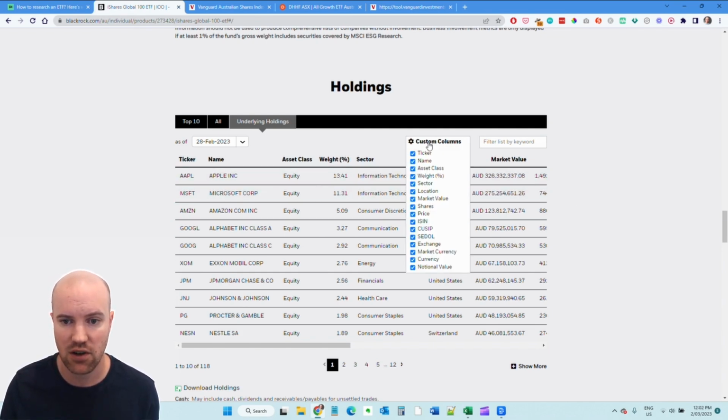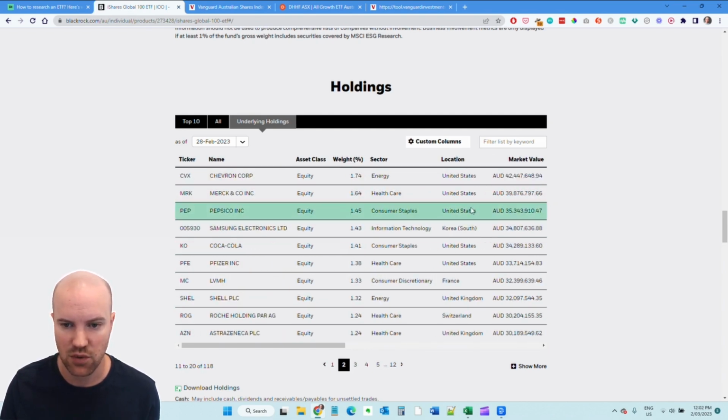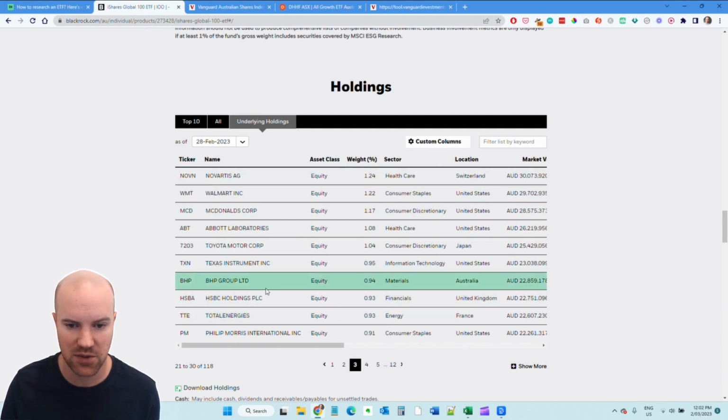You can have a play with the columns here to identify where they're from. You can see the countries, most of US, Korea, France. I think there's an Australian one. There we go. BHP's in there. Great. In this ETF, there's only 100. So there's probably only 100 or so companies that are on this page.